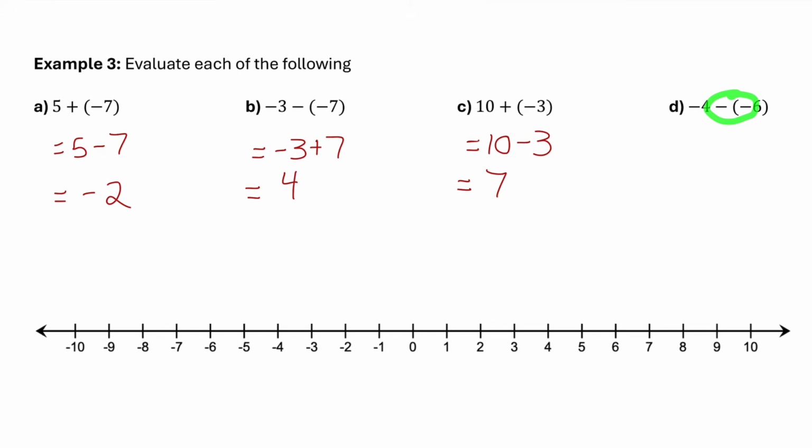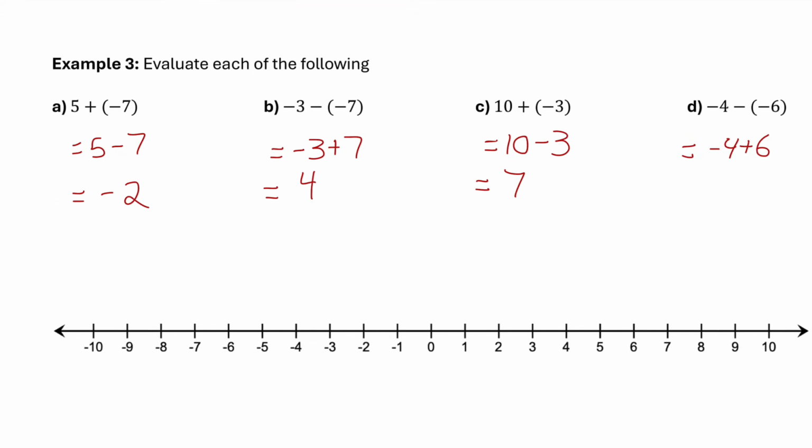And then part D, I have two negative symbols beside each other. I'm subtracting a negative. Two of the same sign become a positive. So this becomes -4 plus 6. So start at -4 and move to the right 6 units. That gives an answer of 2.